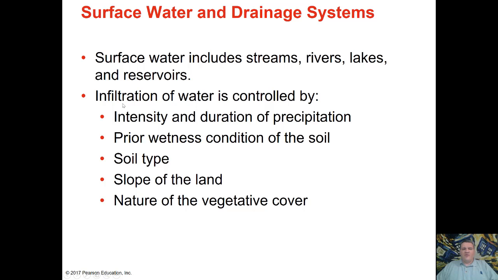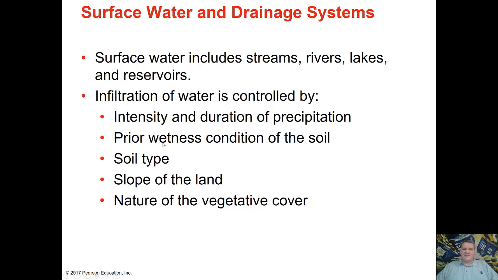The infiltration of water is going to be determined by the intensity and duration of precipitation. If you have a very fast, heavy rainfall, not as much is going to be able to sink down into the soil, into the groundwater system, so a lot more will stay as part of the surface water system.